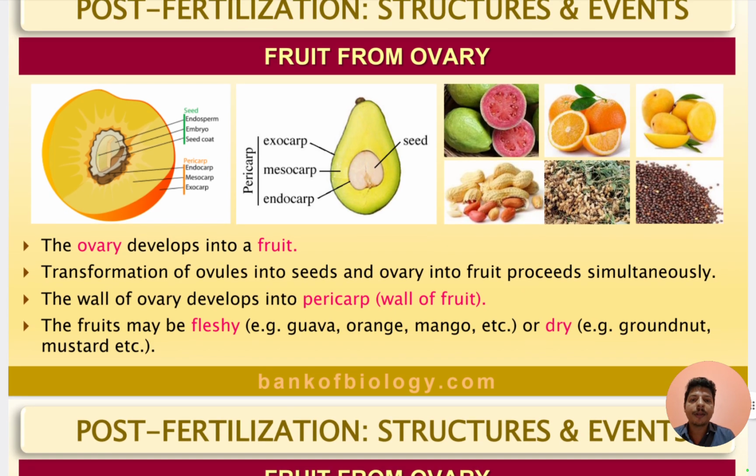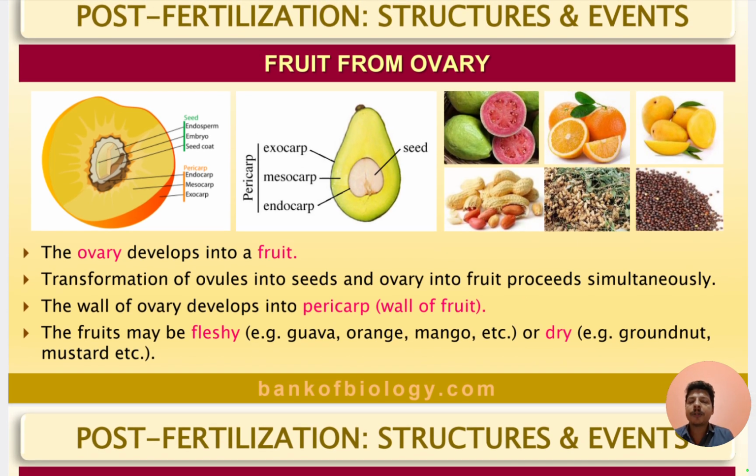Now, fruit from ovary. The ovary develops into a fruit. The transformation of ovule into seeds and ovary into fruit proceeds simultaneously. The wall of the ovary develops into pericarp, that is the wall of the fruit. The fruit may be fleshy like guava, orange and mango, or dry like groundnut and mustard. Here you can see the seed, endosperm, embryo, seed coat, and pericarp with endocarp, mesocarp and exocarp.